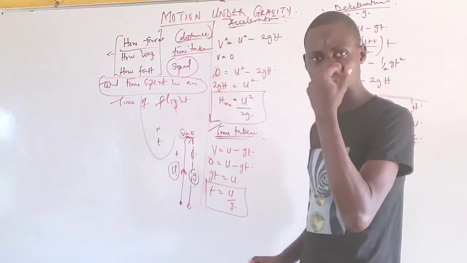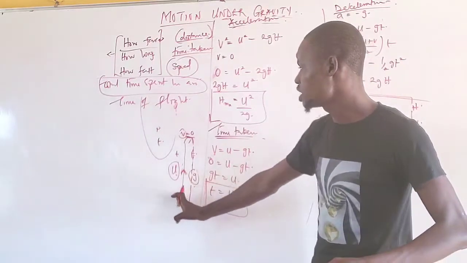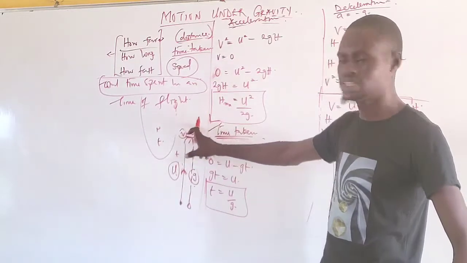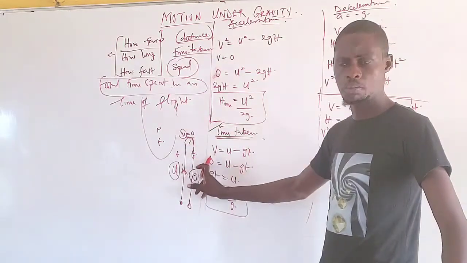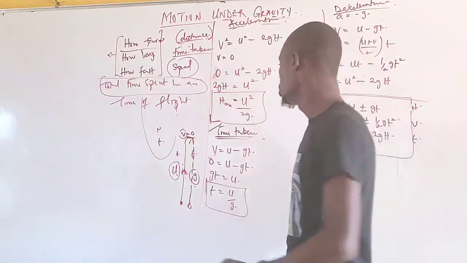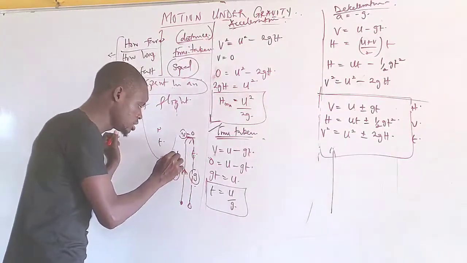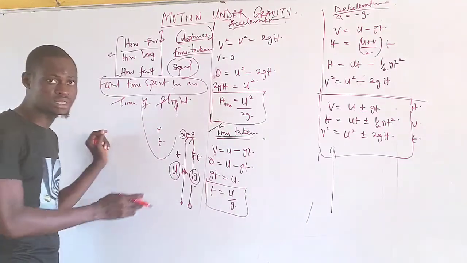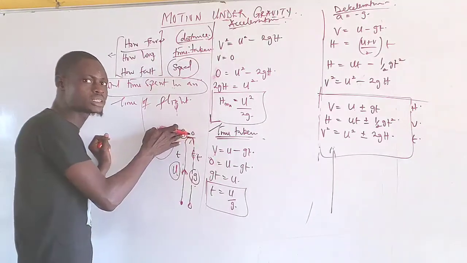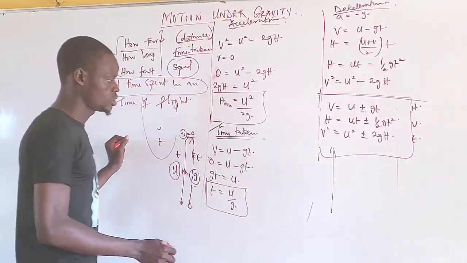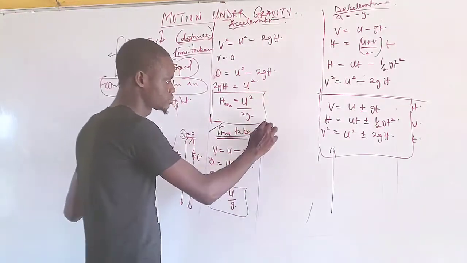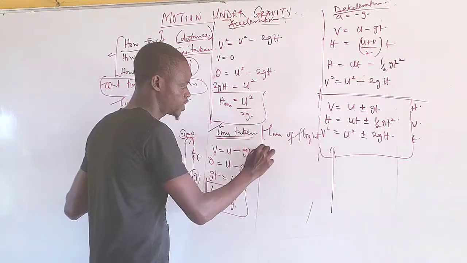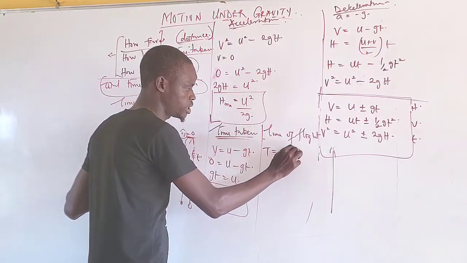And don't forget I said the time taken for the body to move to the maximum height is the same as the time taken for the body to drop down from the maximum height. So if this time is t and this one is also time t, and the total time is the time to go up plus the time to come down, then the time of flight T will be equal to t plus t.